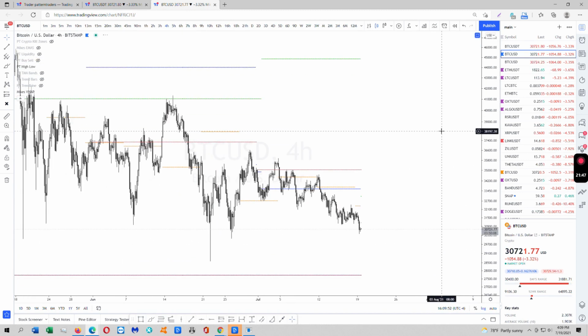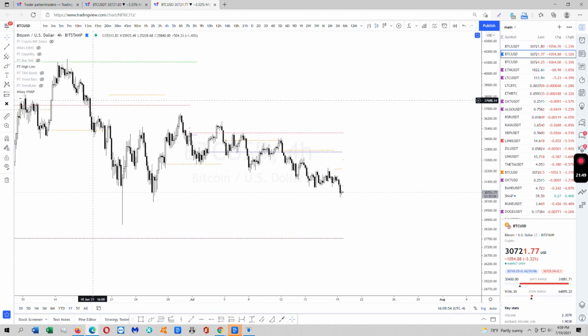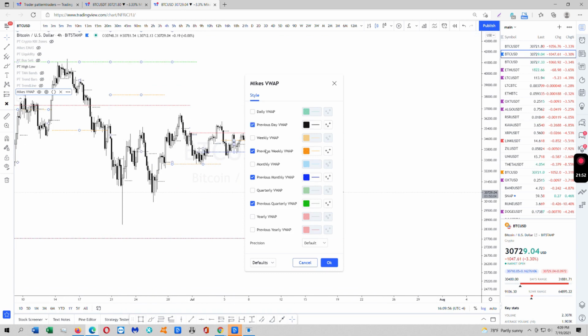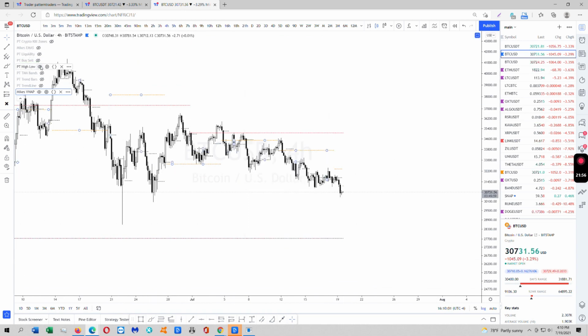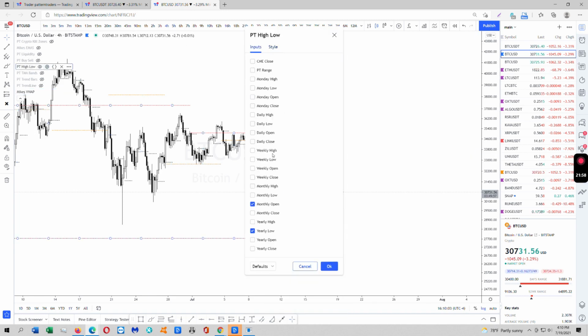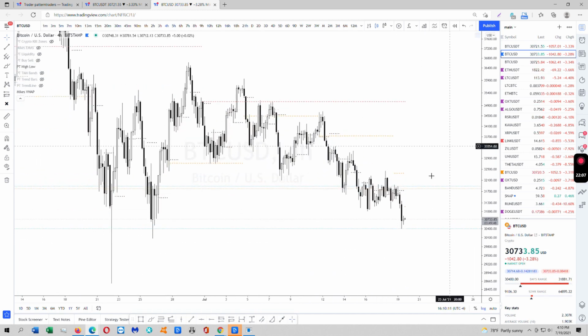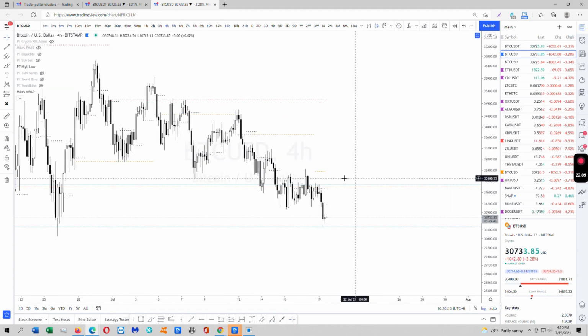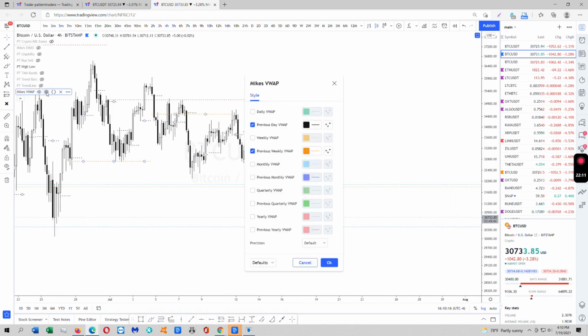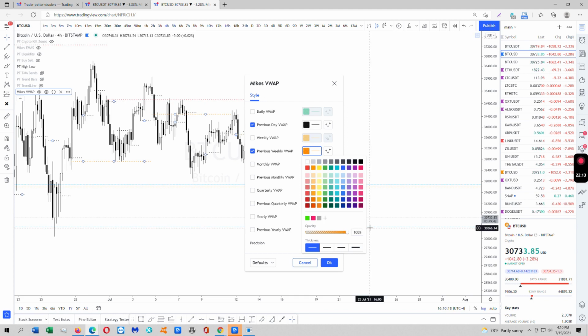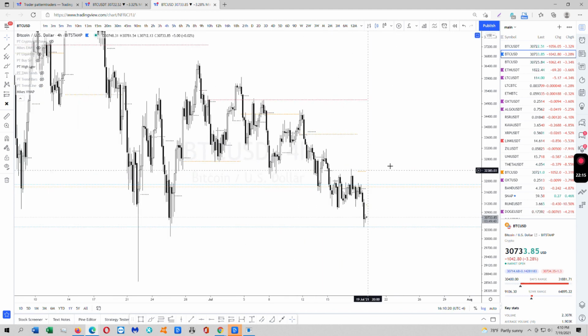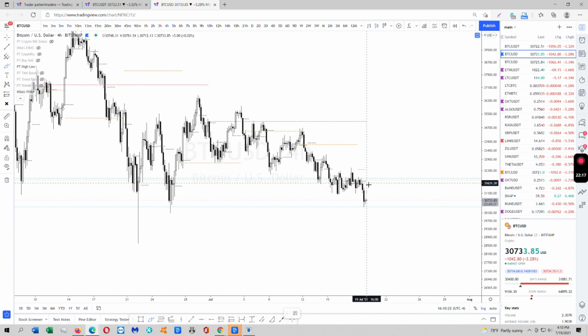If you're looking for the top side, if you're looking at the microstructure, all you need to do is put on your previous day and your previous weekly, and from the high low, all you need is your monthly open and your PT range. That's all you need right now, because your PT range will indicate if this week's going to be bearish or bullish, and then you have your weekly VWAP, which should be telling you if you're in a good area to get rejected.